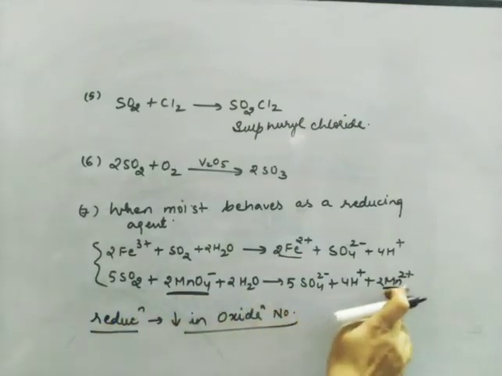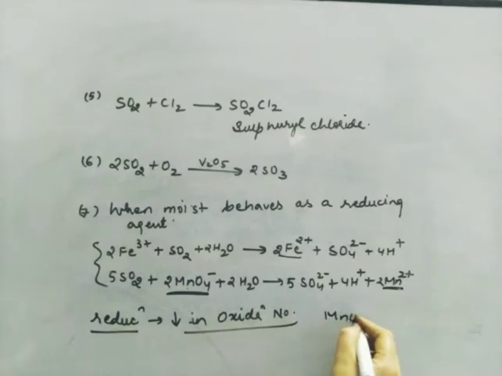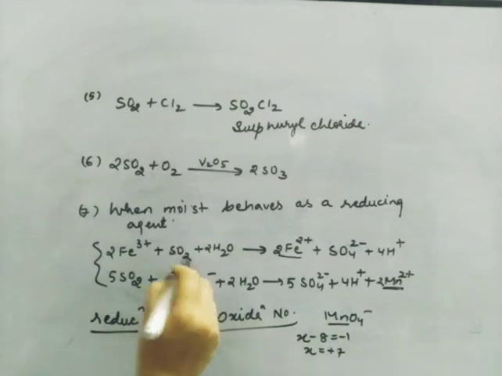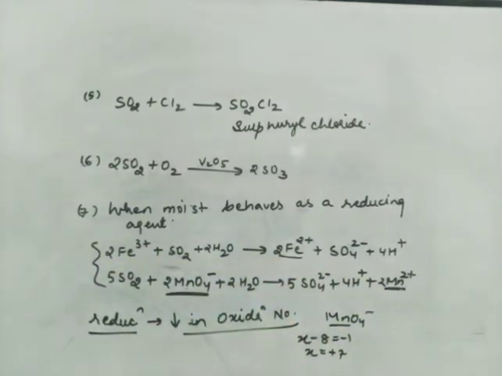Now here the oxidation state of Mn is 2+, and here if you find out MnO4-, this we have learned last year, x minus 8, because charge on one oxygen is minus 2, it is equal to minus 1, so x equals plus 7. So here manganese is plus 7, so plus 7 to plus 2. Again decrease in oxidation number, or reduction, is there. So sulfur dioxide is a powerful reducing agent. It reduces the compounds.